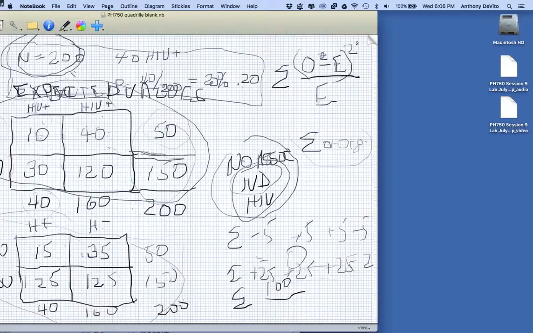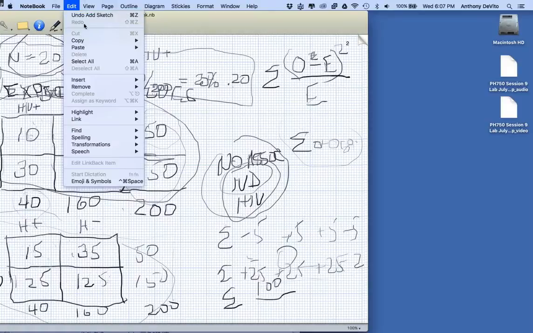Let me go up here and undo that. Control Z. I've got a little bit of room left to work with. I'm trying to stay on one page. For some reason, it doesn't like undoing.